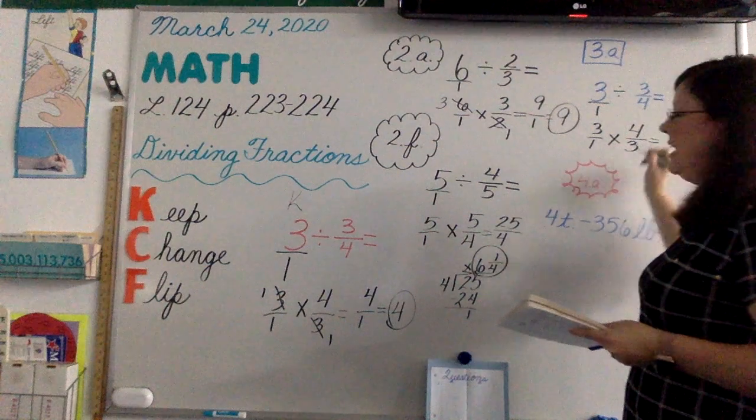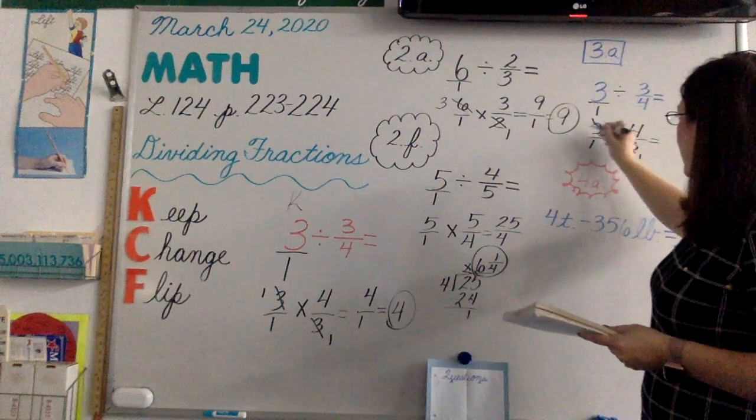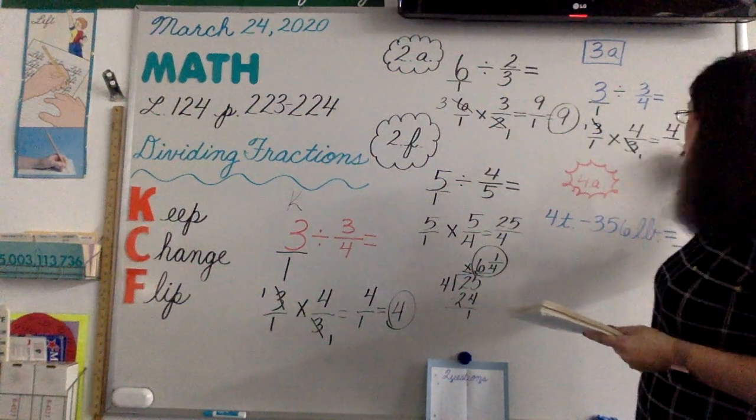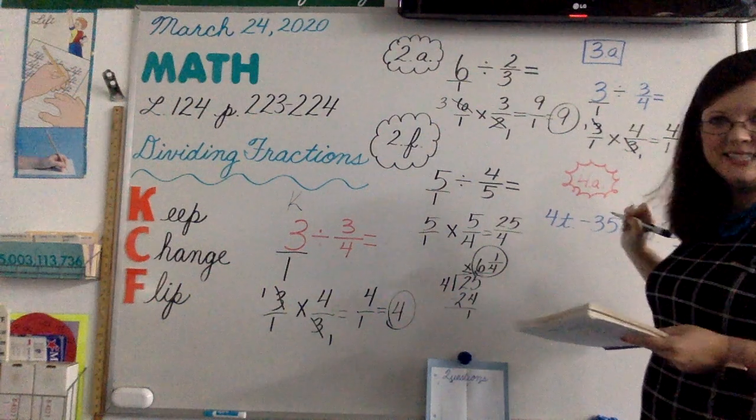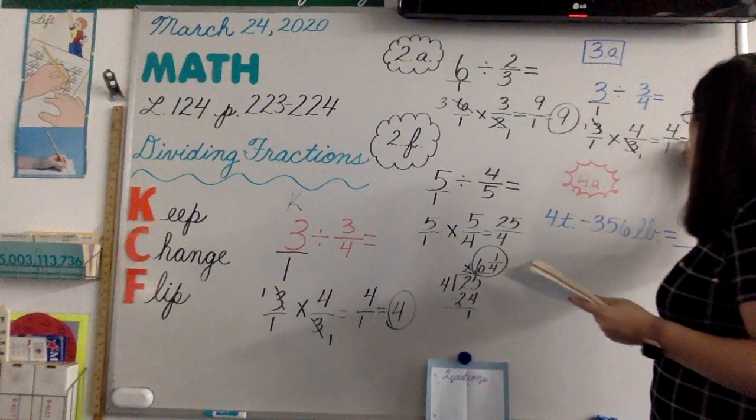A fraction's best friend is cancellation. We can cancel the 3's. They become 1's. 1 times 4 is 4. 1 times 1 is 1. It's improper. 4 divided by 1 is 4.